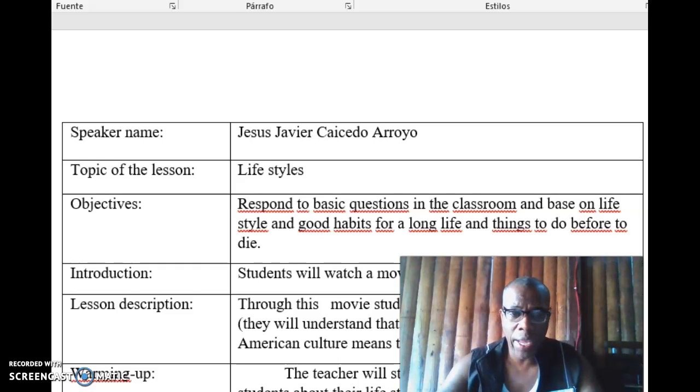The topic for today, I want to show the lifestyle adjectives, and for this class, the students are going to respond to a basic question in the classroom about basic lifestyle and good habits for a long life. Do before to die.